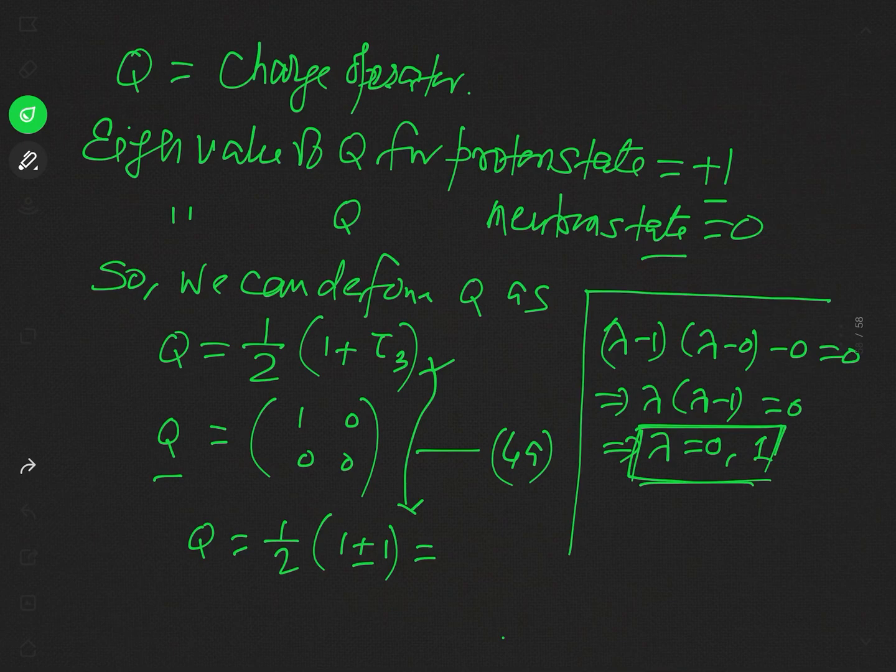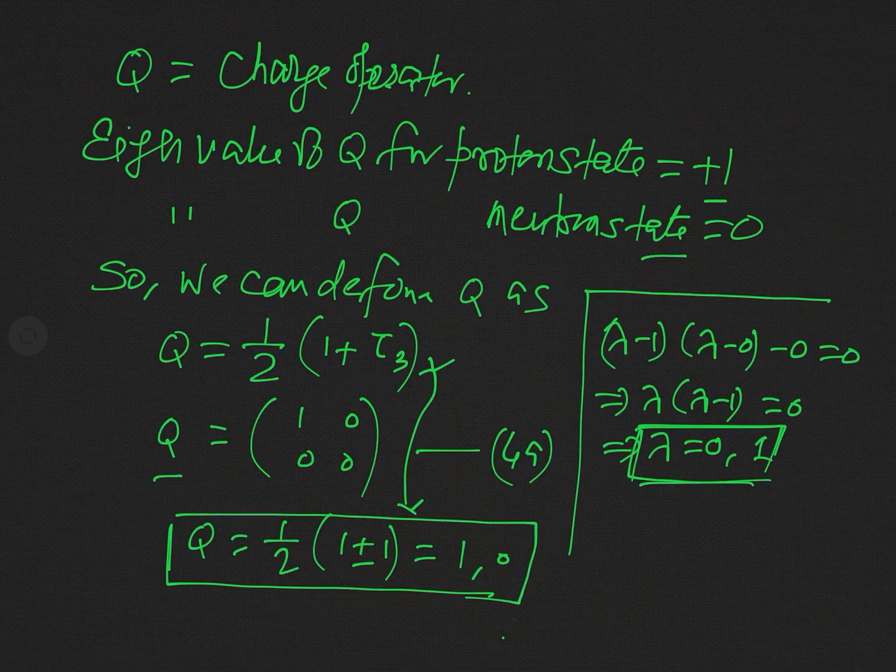If we take +1 for tau 3's value, then the result will be 1, and if we take -1 for tau 3, this will be 0. So you see that the eigenvalue of the operator Q is again satisfied by this expression. So we can define the operator Q like this, or in matrix form like this. I hope you have understood why these two formulas are used to define this charge operator Q.